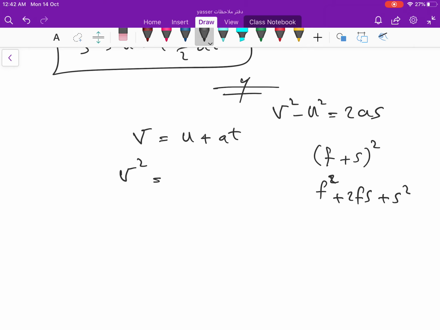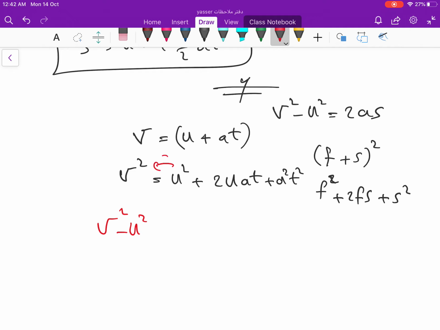I'm going to do the same here. Squaring this, it will be the first squared, u squared, plus 2 by first by second, 2uat, plus the second squared, a squared t squared. Then we move the u squared to the other side and change the sign, so v squared minus u squared is equal to 2uat plus a squared t squared.